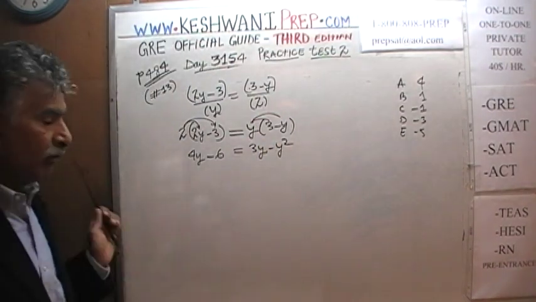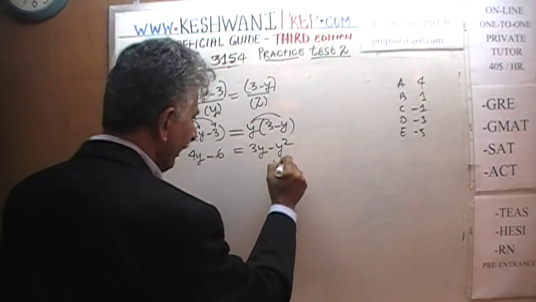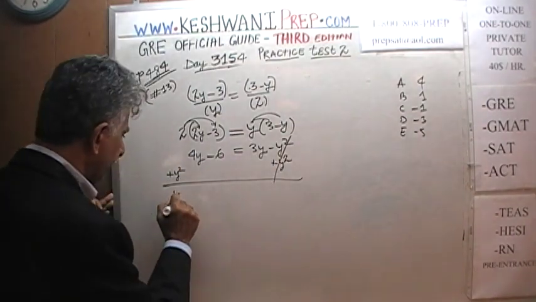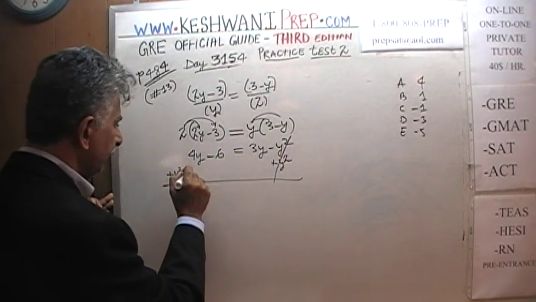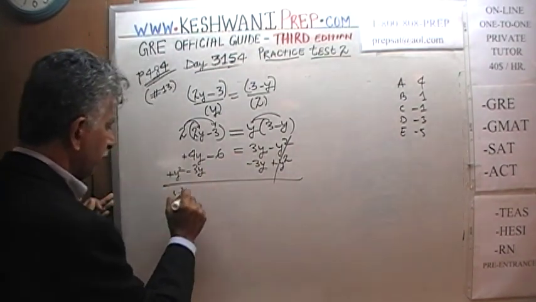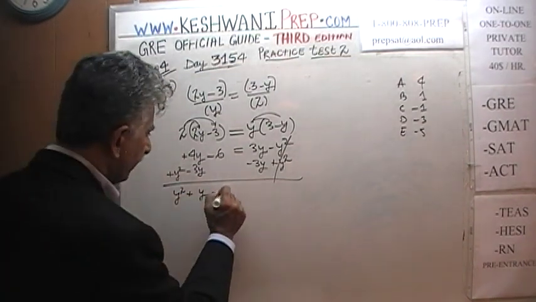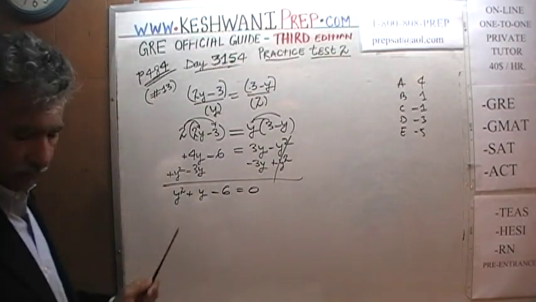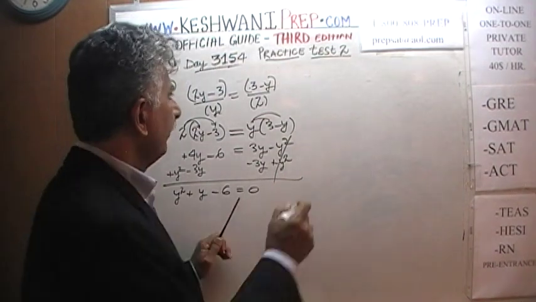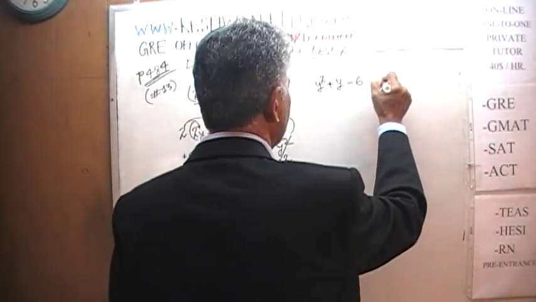Let's write it in the standard form of the quadratic equation. Let's bring the y squared here. So if we add y squared to both sides, this is going to go away, and we end up with y squared here. Let's bring the 3y here. Let's subtract 3y from both sides. We're going to end up with positive y. Positive 4y and negative 3y is positive y. Minus 6 equals 0. Let's pick up from here. So we have y squared plus y minus 6 is equal to 0.